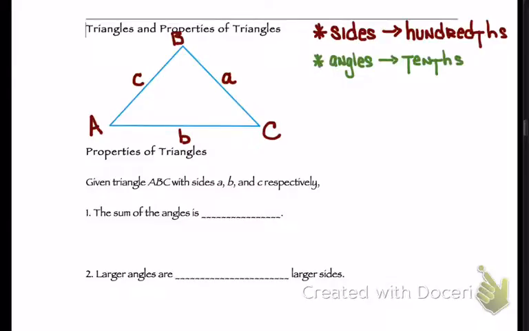Okay, for number 1, you should already know this. Sum of the angles is 180 degrees. Got it? Those 3 angles need to add up to 180 always. Larger angles are always opposite larger sides, right? The larger the angle, the larger the side. The smaller the angle, well then the smaller the side. Okay, so understand that's going to be important to remember as we keep going.